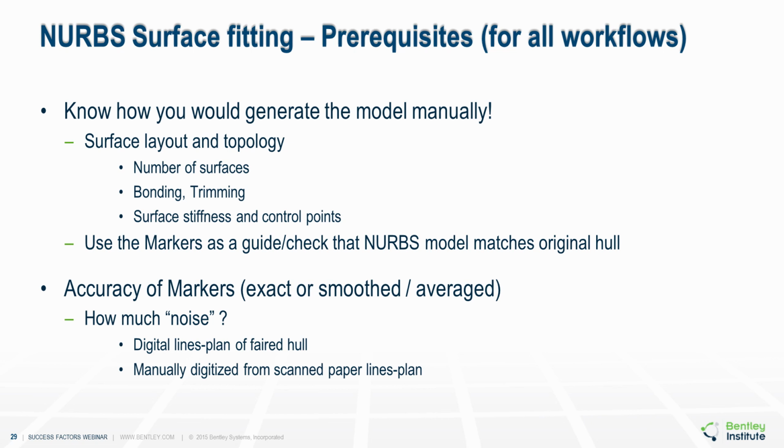Secondly, consider the accuracy of the markers. Do you need to have an exact fit of the markers or will an approximation suffice? Do the markers have any noise or error, in which case the NURBS surfaces should smooth through the marker points. If the data comes from a digital lines plan of a faired vessel, then the markers probably lie on a hull surface exactly, and the goal will be to have the NURBS surfaces pass exactly through the markers. If, on the other hand, the markers come from a manually digitized lines plan, there is likely to be some error, and we should be aiming for a fair NURBS surface that approximates the markers.